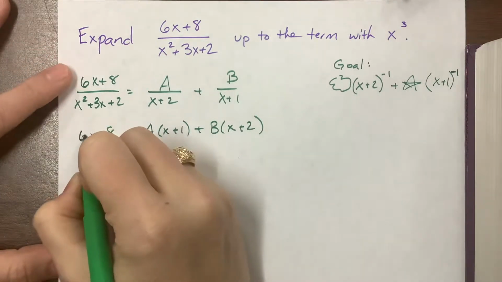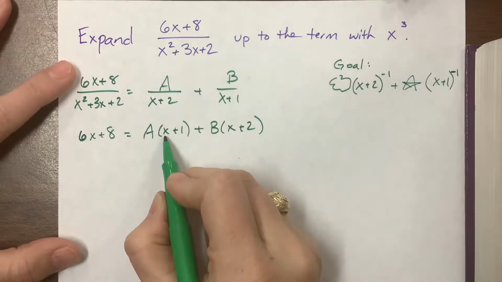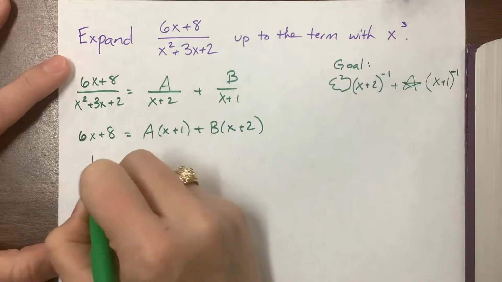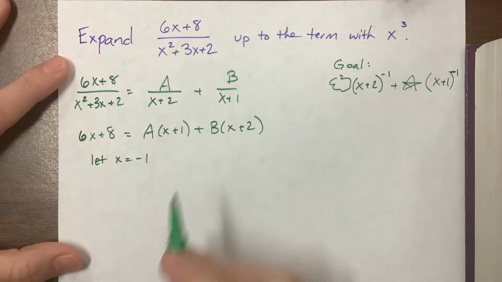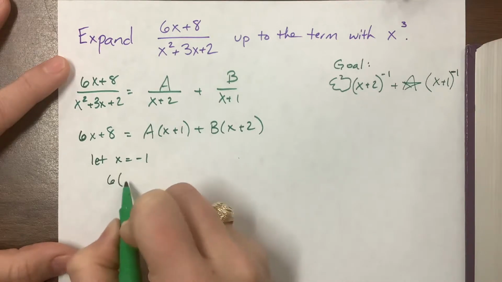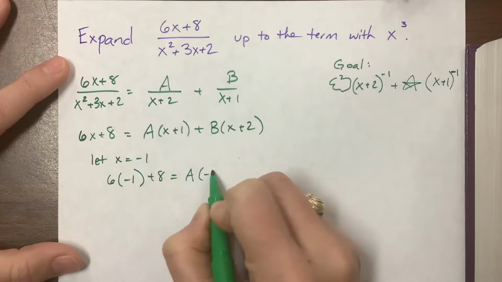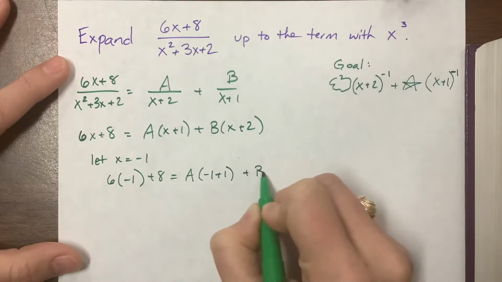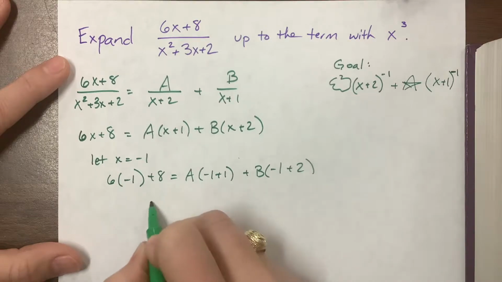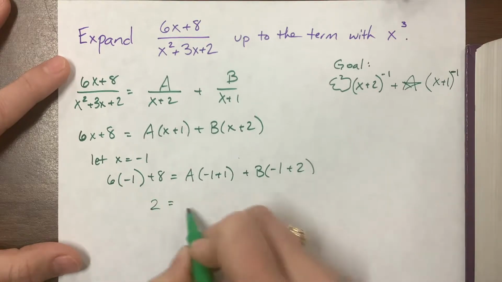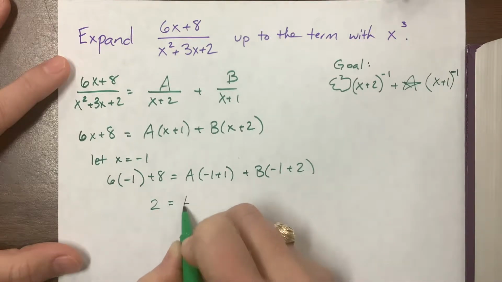So what our book suggests, and I thought this was clever, is to plug in values for x and then solve. So first one, we're going to let x equal negative 1. That way this term is gone. When x is negative 1, I have 6 times negative 1 plus 8 is equal to a times negative 1 plus 1 plus b times negative 1 plus 2. So I get 2 is equal to, this is gone, I lied, that's positive 1b. So 2 is equal to b.